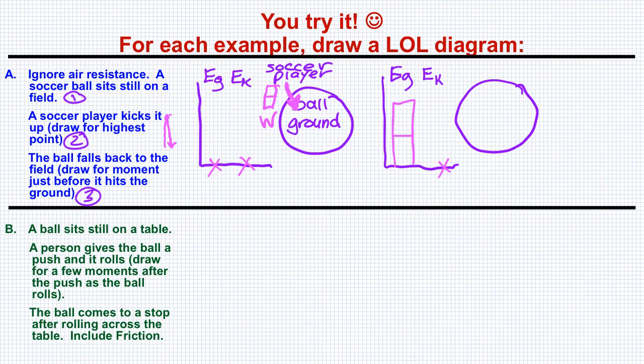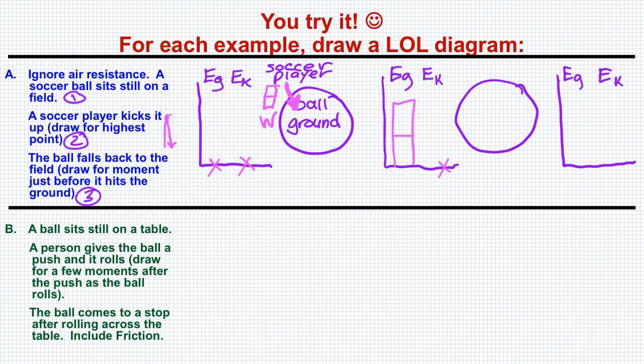If you have paper, you can make yours much bigger. It's totally up to you. It's a little tricky when you have to write in them. And then I am going to have an L for my third moment in time. I'm going to label this. There's my gravitational, and there's my kinetic energy. And I'm going to analyze where the energy is being stored as the ball falls back to the field, at the moment just before it hits the ground.